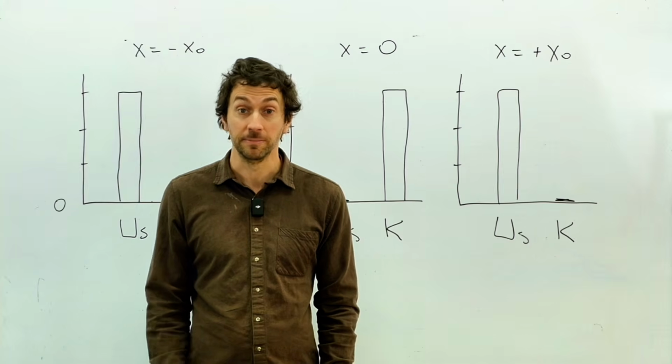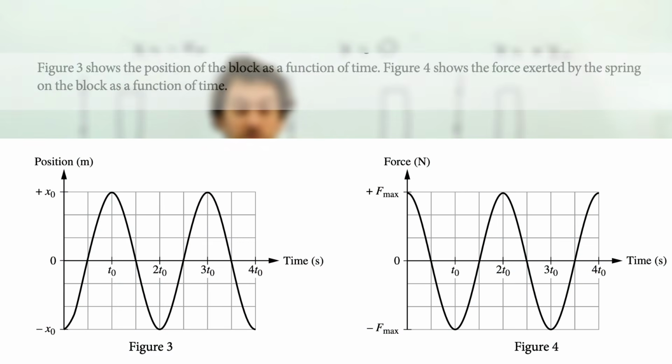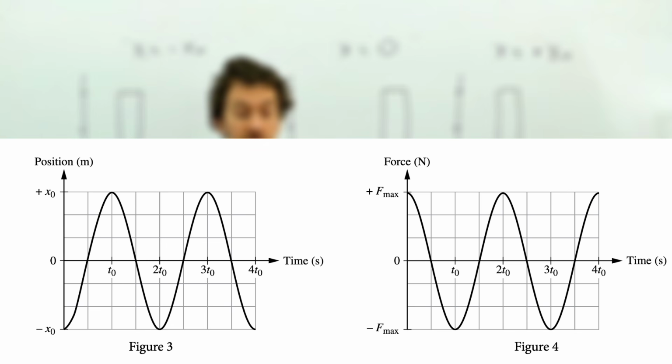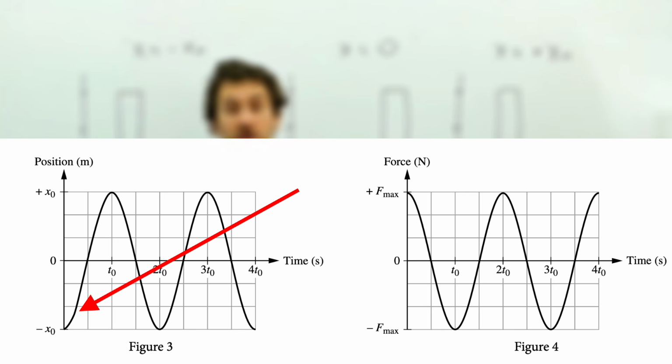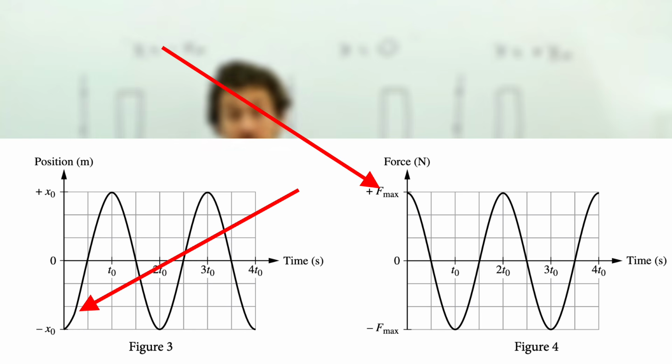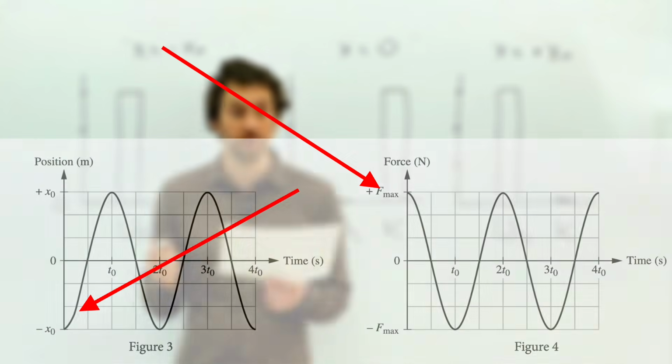Let's read question B. Figure 3 shows the position of the block as a function of time. Figure 4 shows the force exerted by the spring on the block as a function of time. And you can see those graphs there. And just notice for the position, it starts with negative x naught, and that's the position on the left. And at that time, the force is positive F max. So we'll just draw a free body diagram here.